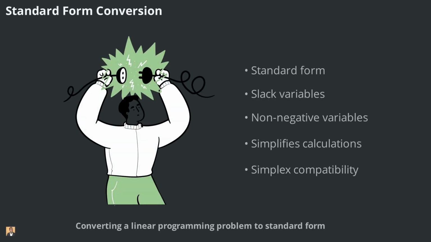Converting a linear programming problem to standard form is a critical step for the simplex method. This involves expressing all constraints as equations, introducing slack variables, and ensuring all variables are non-negative. Standard form simplifies calculations and ensures compatibility with the simplex algorithm.